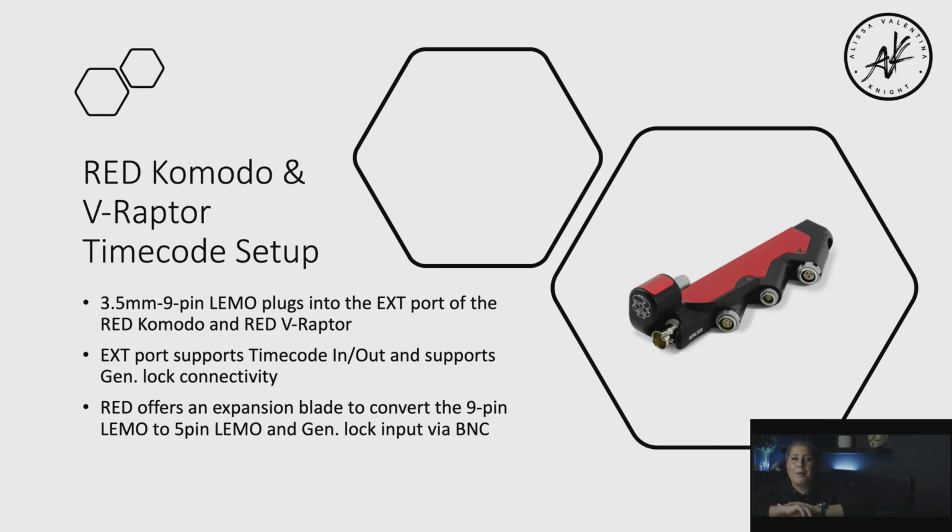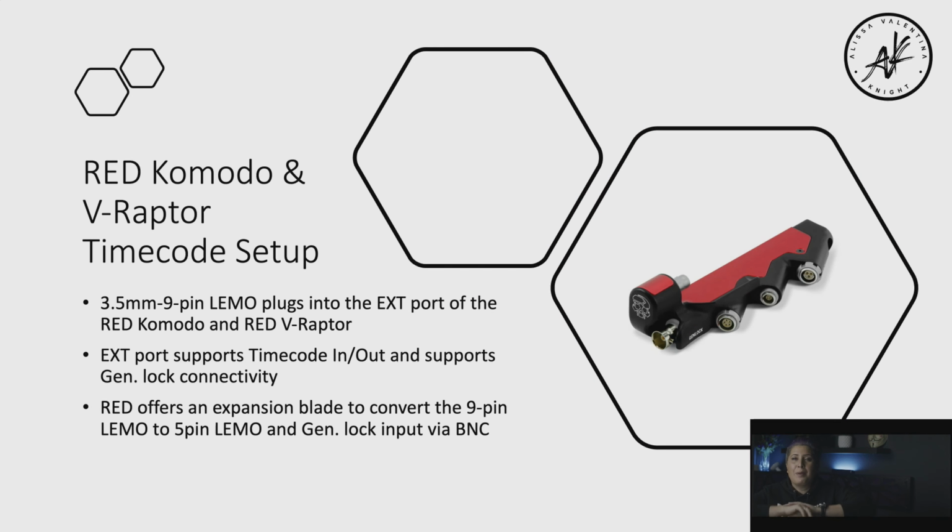Again, it's if you have, for example, a 5-pin already, and you don't want to have to go out and buy 9-pin cables, and you just want to keep that 5-pin LEMO, and your gen lock is a BNC, then buy the expander blade. Again, that isn't very cheap.